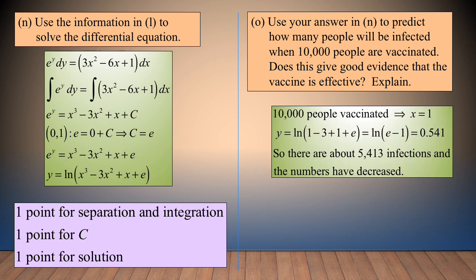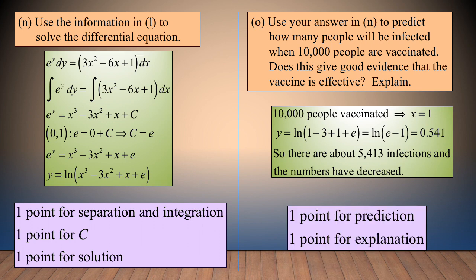10,000 people vaccinated translates to x is equal to 1 by our model. So y is equal to the natural log of 1 minus 3 plus 1 plus e, which is the natural log of e minus 1, and using our calculator we get 0.541. So there are about 5,413 new infections, and the numbers certainly have decreased from where they began. So there seems to be some evidence that the vaccine is effective. More data would have to be examined.